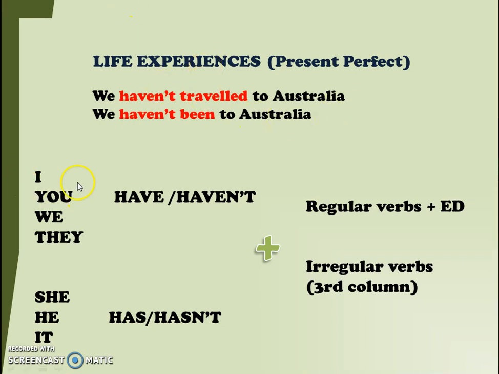What's the form of the present perfect? If the person is I, you, we, or they, you're going to use have or haven't, or have never. If the person is she, he, it, you're going to use has, hasn't, or has never, plus the past participle. If you have a regular verb, you're going to add ed. If the verb is irregular, you're going to look at the third column of the verbs.